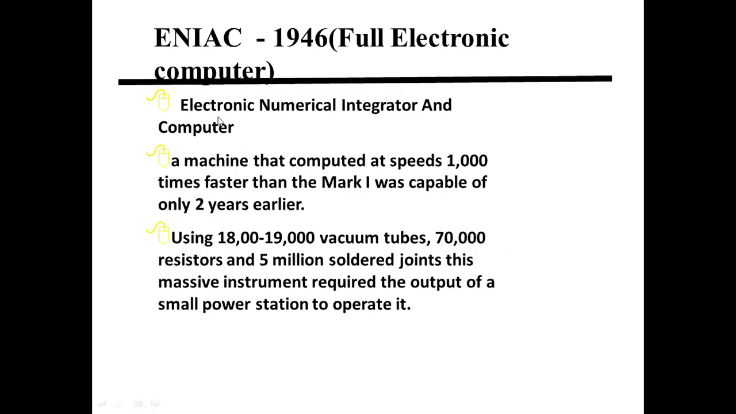ENIAC. Its full form: E stands for electronic, N stands for numerical, I stands for integrator, A stands for and, and C stands for computer. So it is an Electronic Numerical Integrator and Computer. And this works on the binary system. It means it works on 0 or 1, and it works at a very fast speed. Now it's following the binary system.